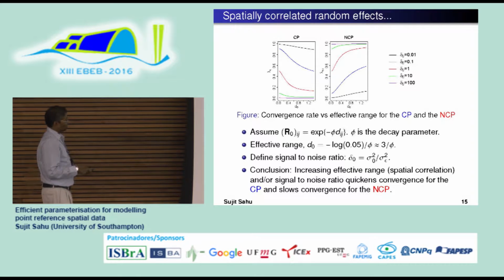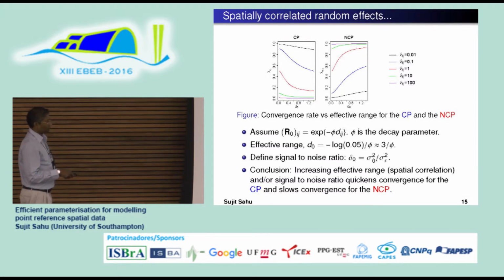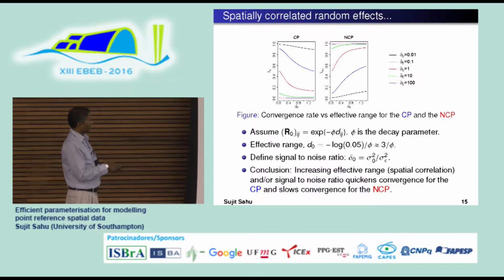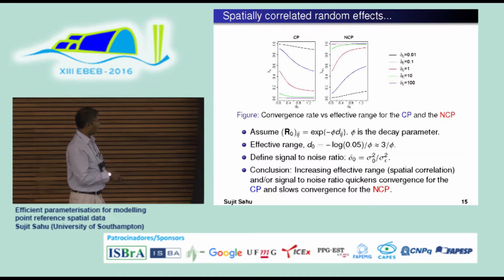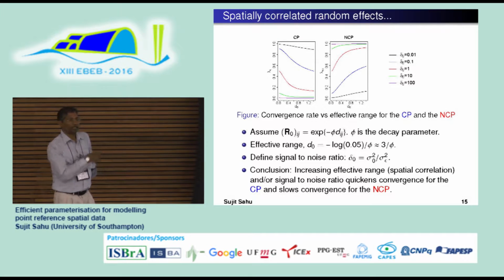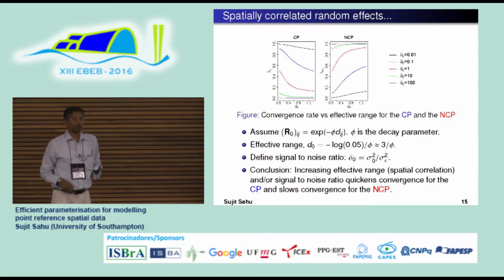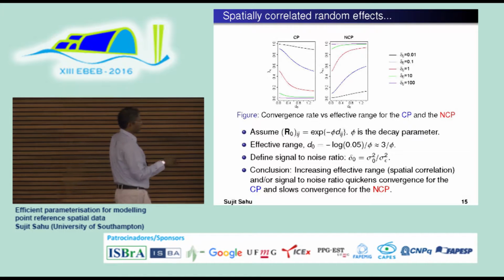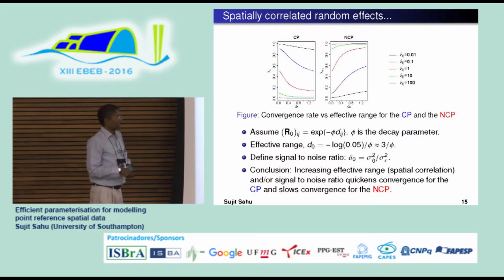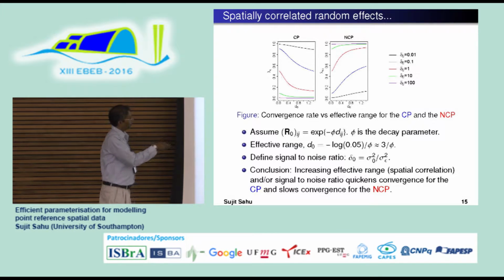What these graphs show you is that increasing the effective range or spatial correlation, and/or the signal to noise ratio, if you increase that σ0² over σ²ε, weakens the convergence for the CP. You see these rates going down, and it slows the convergence for the NCP, the rates going up. So that's a clear picture that we see. We numerically calculated the rates, the lambda C and lambda NC that I've shown. Again, we want smaller rates for quicker convergence.